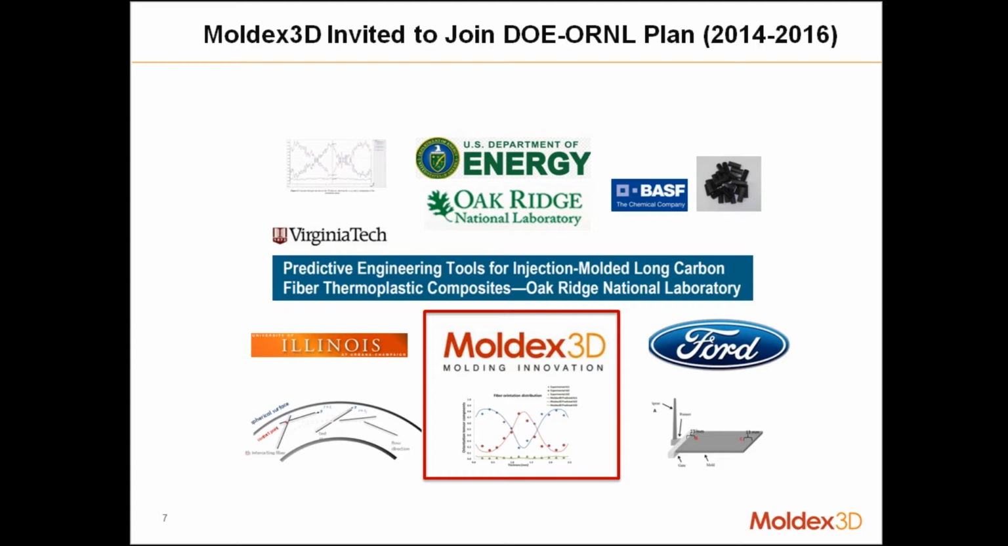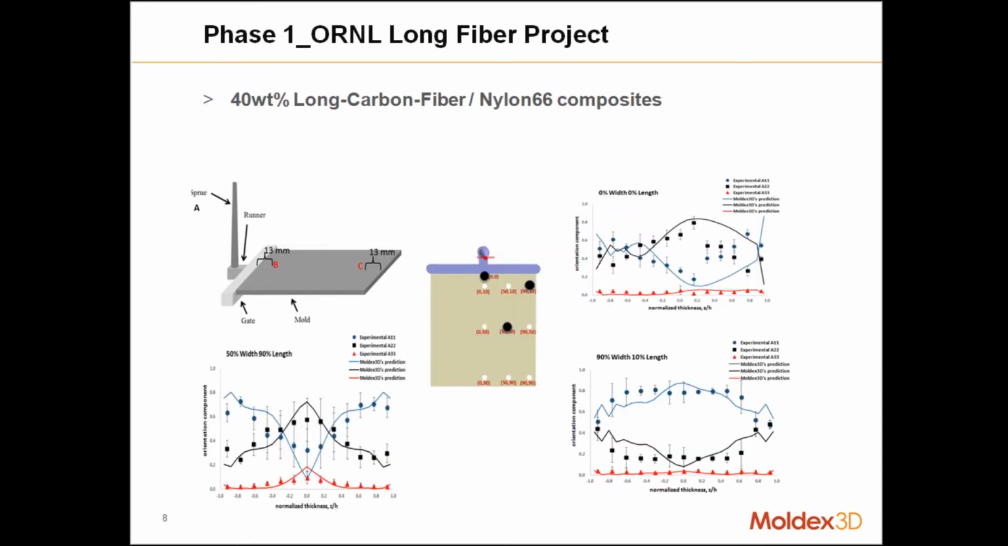The goal of this project is to find a suitable engineering tool for predicting long carbon fiber thermoplastic materials. Since we joined this program, there has been some validation. In phase 1, this is the product that was used as a test to check whether our software is reliable. As you can see, this is quite a simple product, a long plate with different areas.